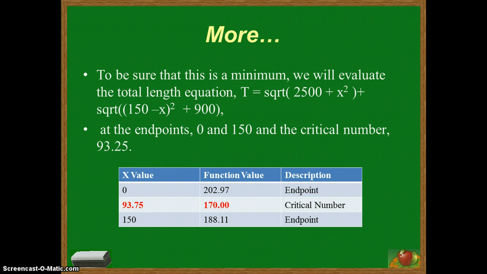The numbers in red mean that that is the least value of the function. Therefore, 93.75 is our critical number. And that is the total minimum length of guy wire that you would need in this problem.